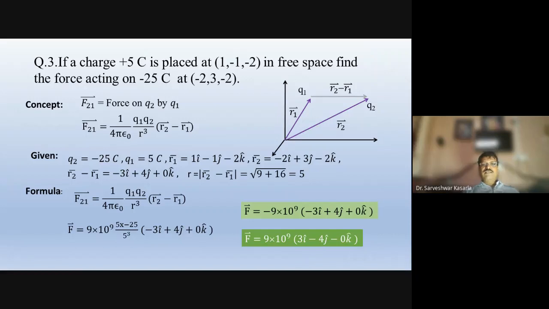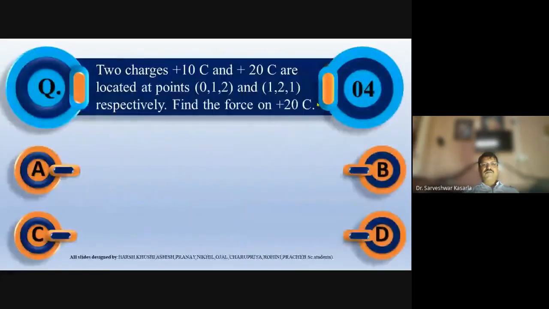Here the concept is that this formula is derived for positive charges, and this is the vector, but the force found here has a negative direction, that is, minus of this vector means the direction is opposite, meaning q2 will be attracted towards q1. A positive force means repulsive force and negative force means attractive force. So here the direction of force will be towards q1. Let us try the next problem.